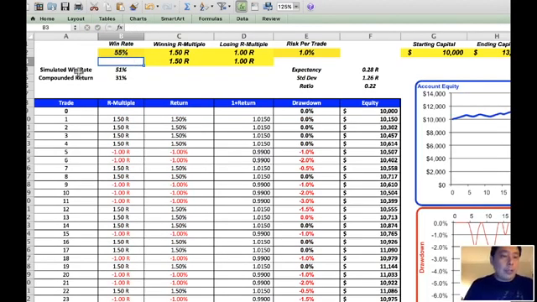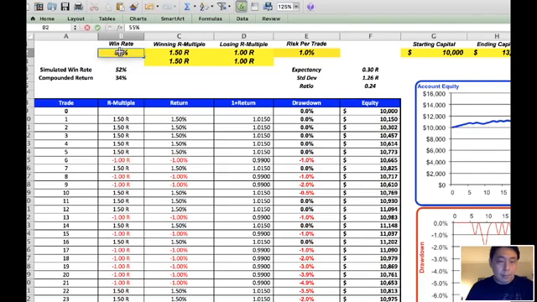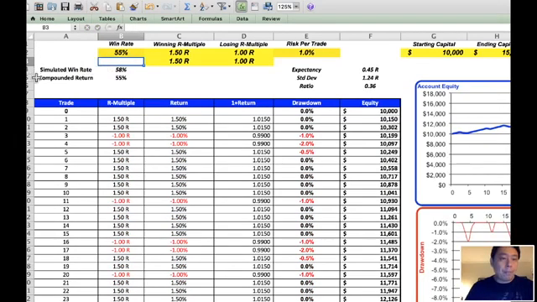Now, can you see a simulated win rate over here that says 51%? Notice every time I key in 55, I will get a different figure. Why? Because this is a simulation based on random number generators.